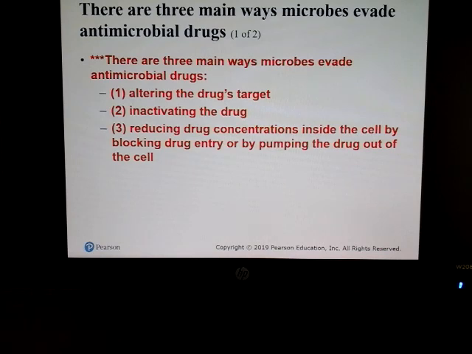So please know that there are three main ways microbes evade antimicrobial drugs. One, they alter the drug's target. Secondly, they actually inactivate the drug. And lastly, they reduce the drug concentrations inside the cell by blocking the drug entry, or in some cases, they actually pump the drug right out of the cell.